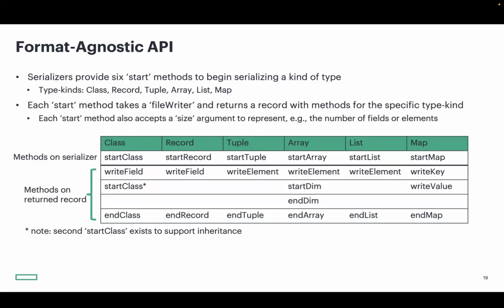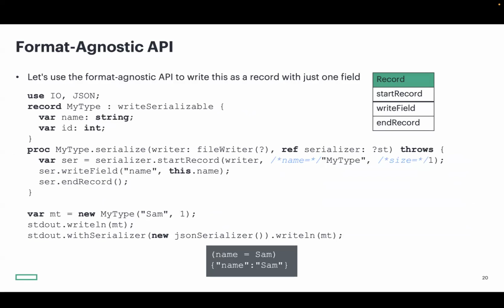We're not going to go through every single method here, so you can breathe a sigh of relief. I would refer you to the IO tech note that I mentioned before if you want to learn more about the particulars of these various methods. But let's dive into an example, and instead of the JSON example from a couple slides ago, let's use the format agnostic API to write this as a record with just one field.